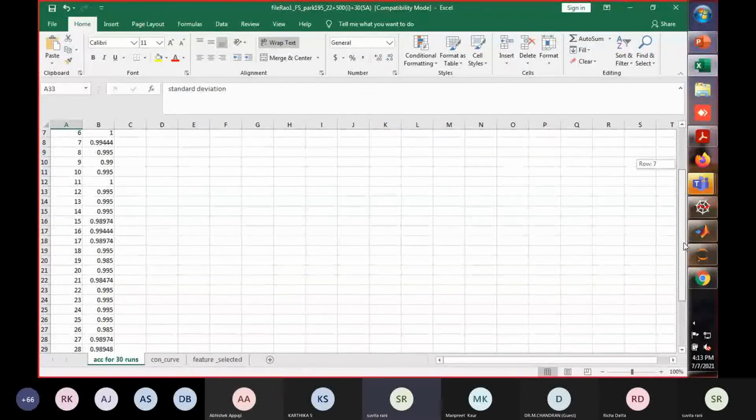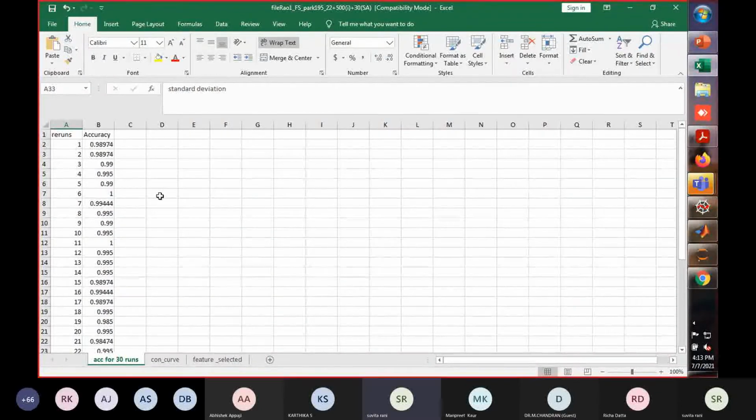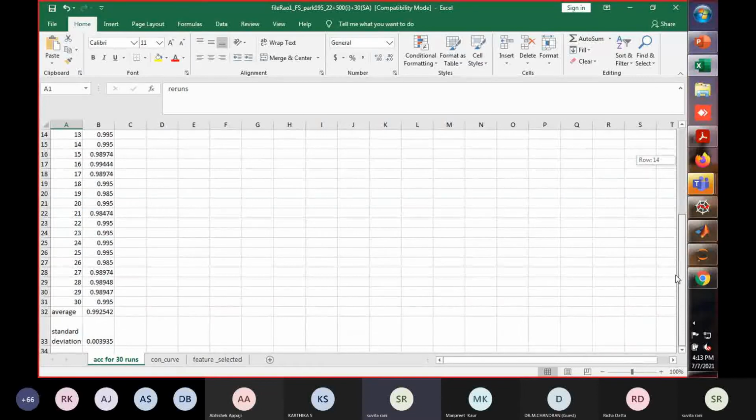Generally, we run the meta-heuristic algorithm for 30 runs. 30 runs means one algorithm runs for 500 iterations, 30 times. Runs are basically trials. So at the end of the 30 reruns, we take the average accuracy.